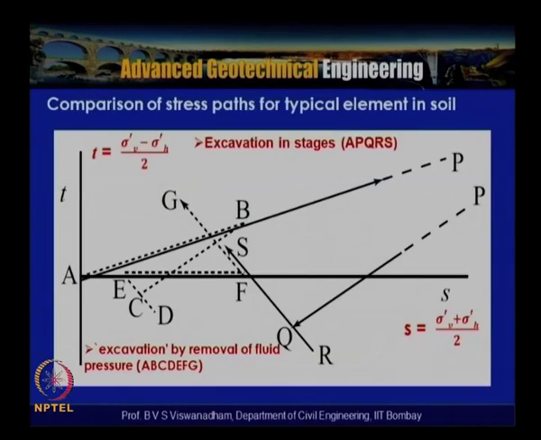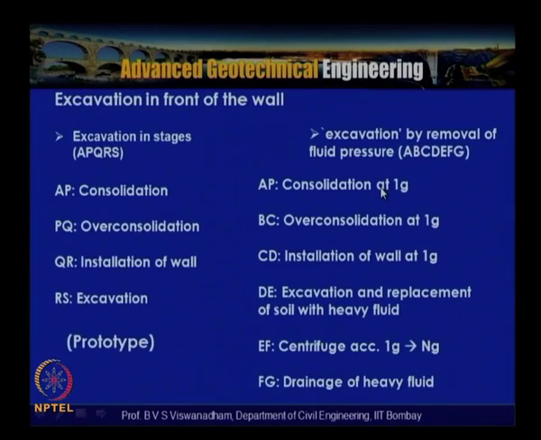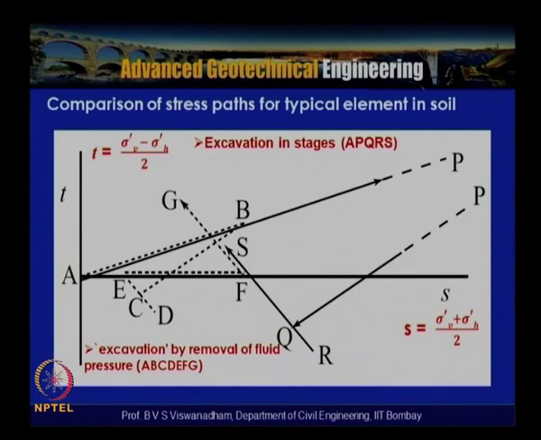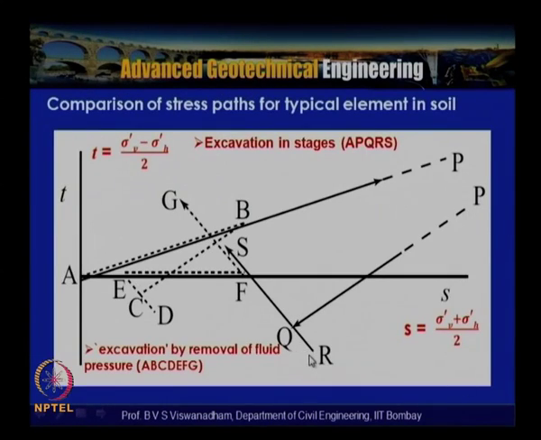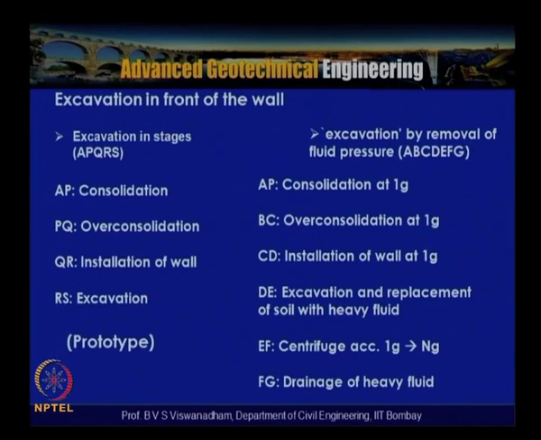If you look into this, AP is consolidation along the compression line, and then we have seen that PQ is swelling, the release. QR is the installation, that is the driving of the wall, and RS is the excavation. If you are pre-installing the wall, then they meet at the same point. So this is a stress path obtained by using excavation stages, and excavation by removal of the fluid pressure.